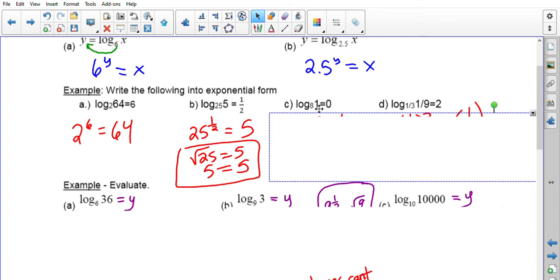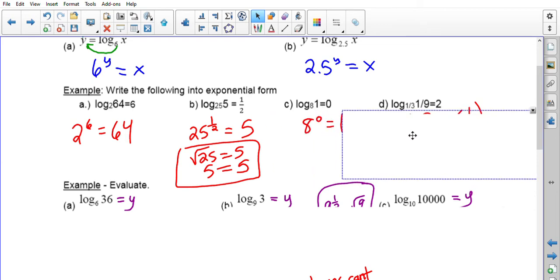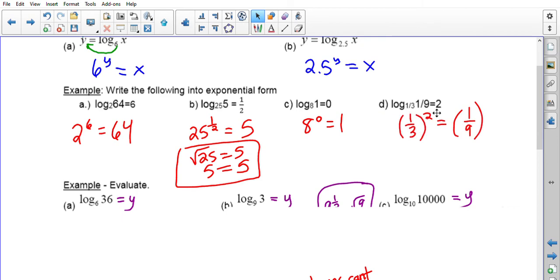Log of 1 to the base 8 equals 0. So that's 8 to the 0 equals 1. Okay, and that's true. Any number to the 0 equals 1 as long as the base isn't 0. Log of 1 over 9 to the base 1/3 is equal to 2. So that would be 1/3 to the 2 equals, okay, remember doing that wraparound method, 1/3 to the 2 is equal to 1 over 9. And that is true because we'd square the top and bottom, so that'd be 1 squared over 3 squared, which would be 1 over 9. So that's correct.